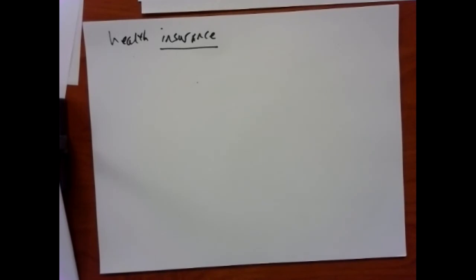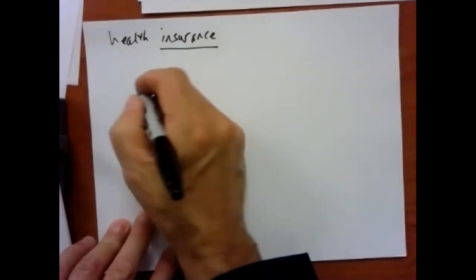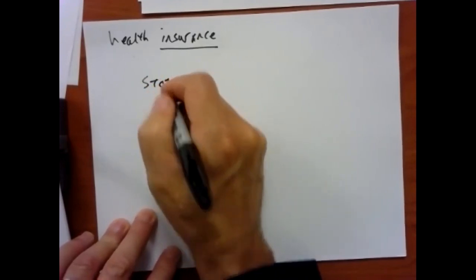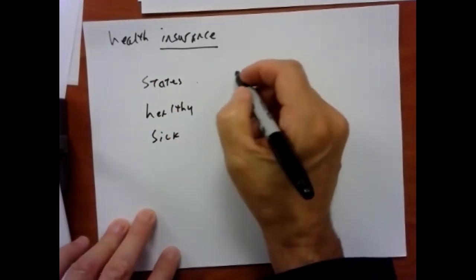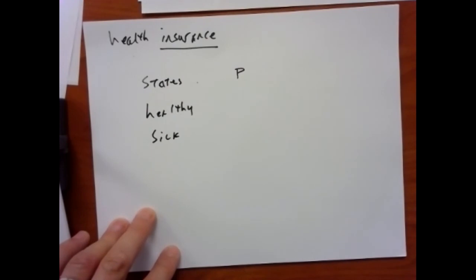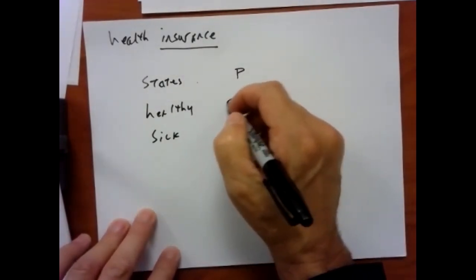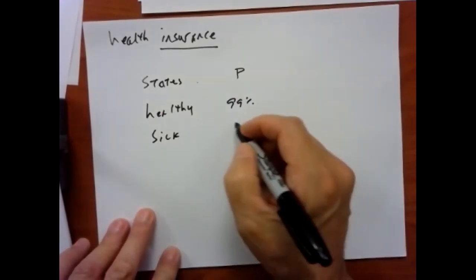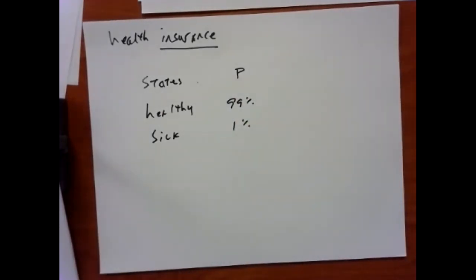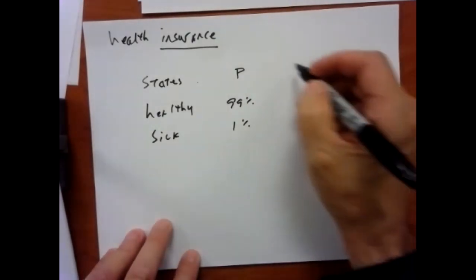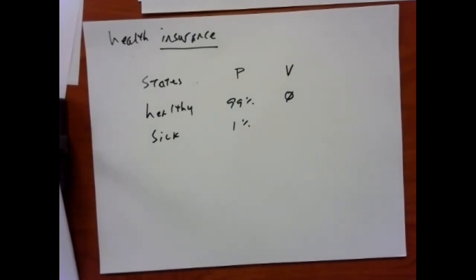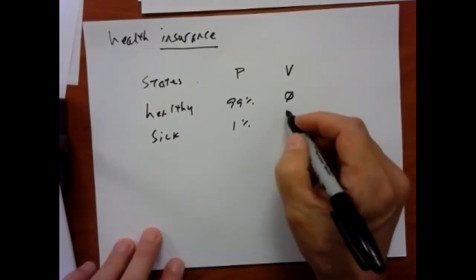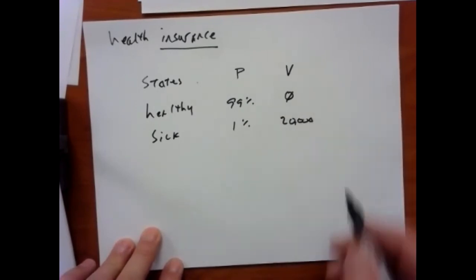Let's take just a very simple example. Let's imagine that we have these states. You're healthy or you're sick. Okay? And let's say that the probability of being healthy, because you all are young and healthy and vibrant, is 99%. There is a 1% chance that you are going to get very sick. If you are healthy, then the cost to you is zero. If you get sick, the cost to you will be $20,000.